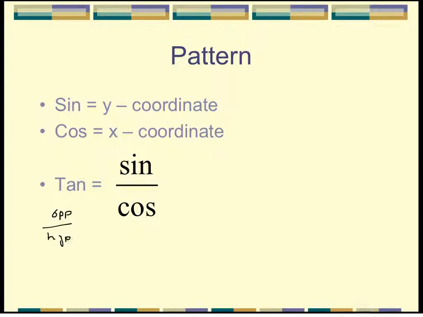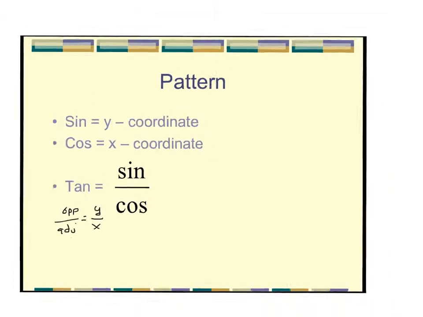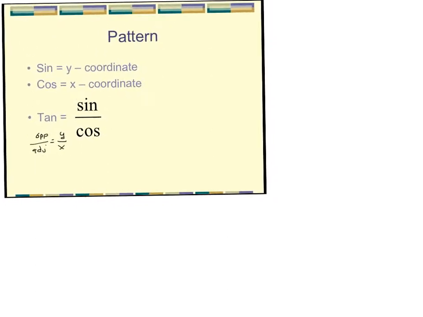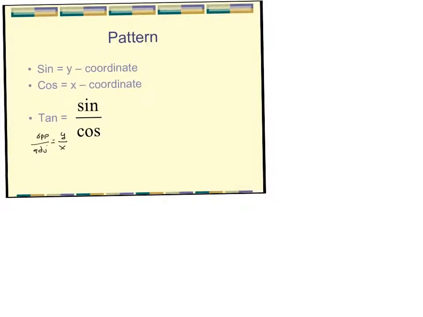And our opposite side is always equal to y, and let me erase this. Tangent is equal to opposite over adjacent, and our opposite side is always y, and our adjacent side is always x. And if y is sine and x is cosine, then tangent is equal to sine over cosine. And let's talk about how the unit circle gives us these coordinates more specifically.